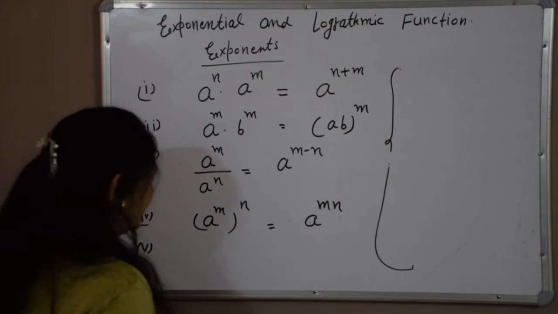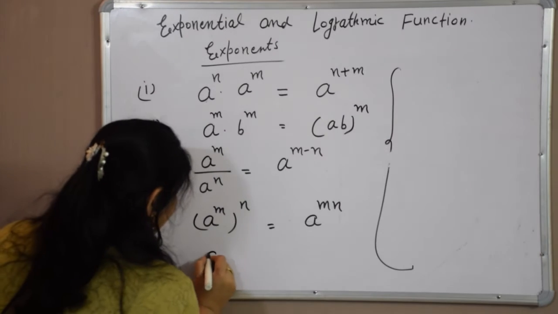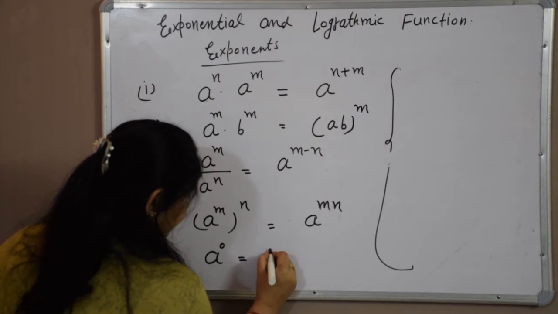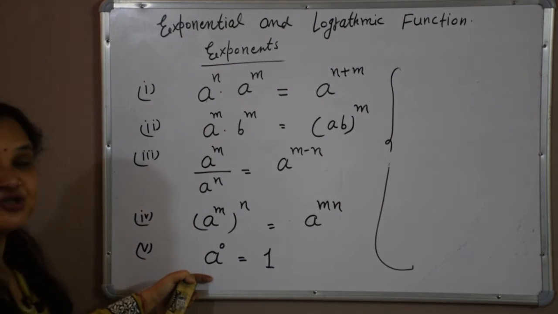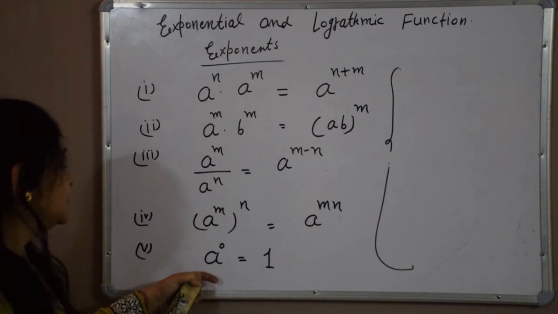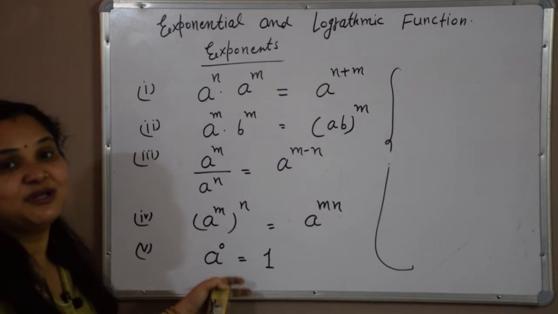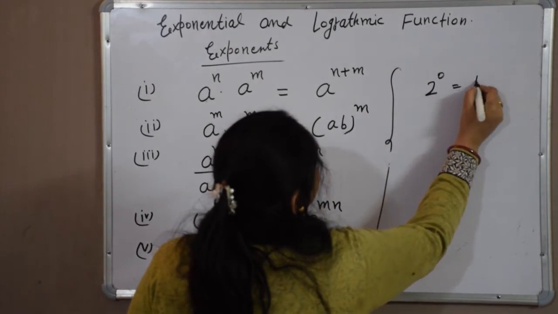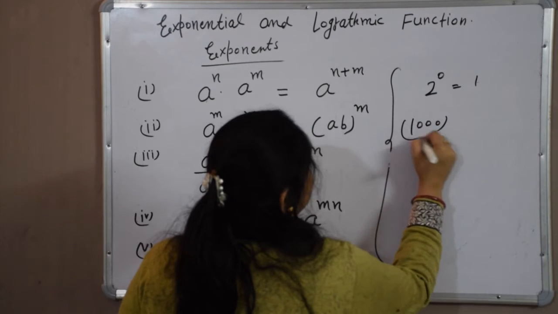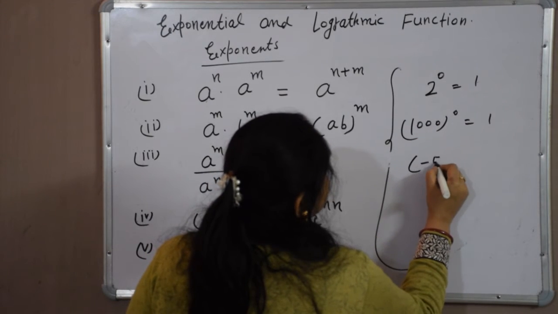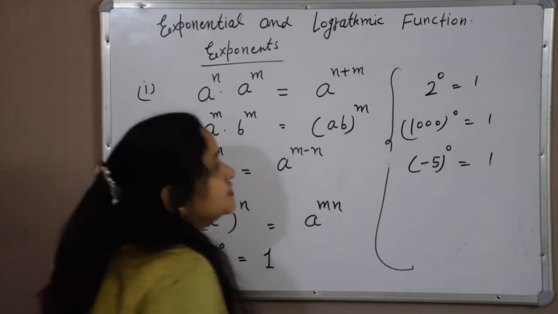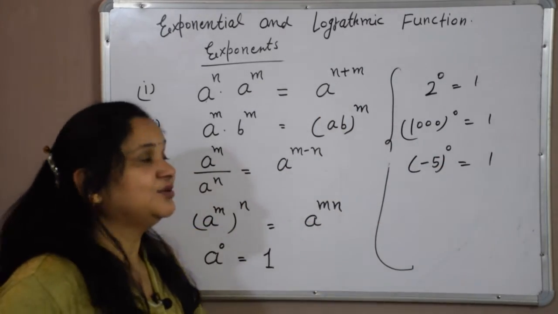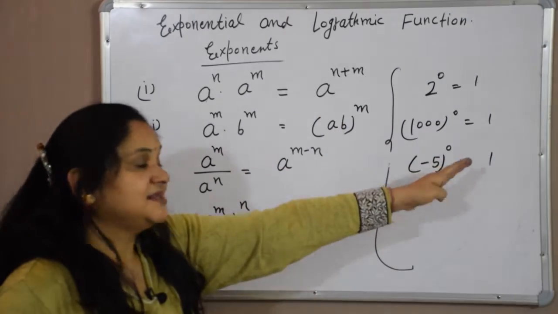Now what is our fifth property? The fifth property says, for any non-zero number a, if the power is 0, the answer is always 1. I am taking 2 raised to power 0, that is 1. 1000 raised to power 0, that is 1. Minus 5 raised to power 0, that is 1. So whatever number is there, if the power or the exponent or the index is 0, the answer is always 1.